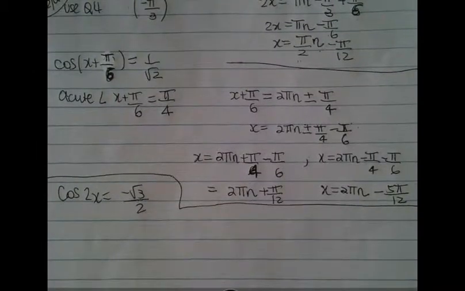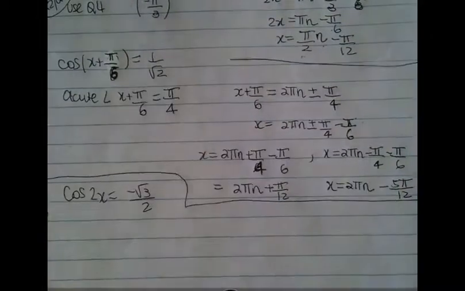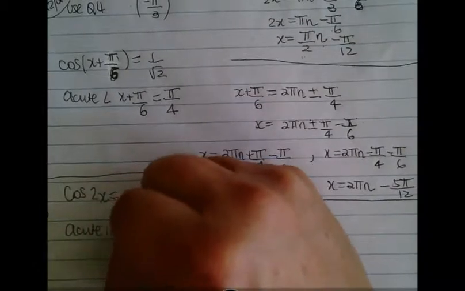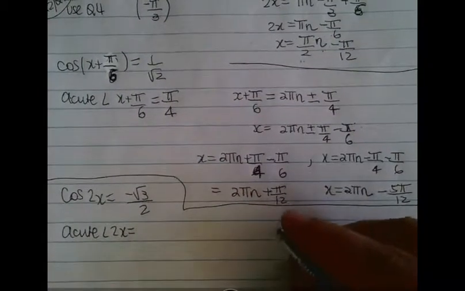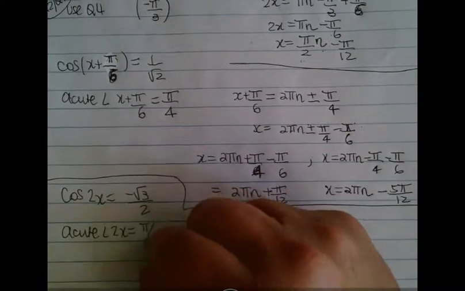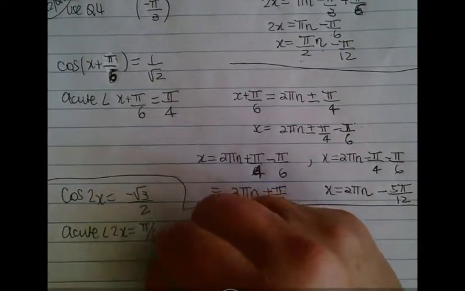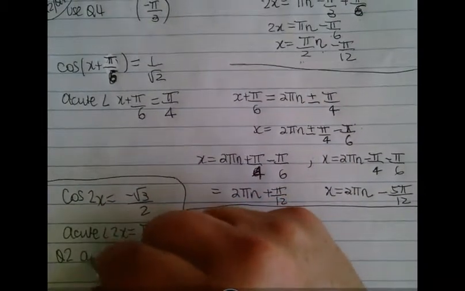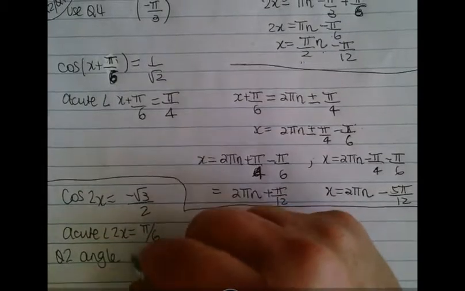What about this one? What quadrant? You know, cos is negative in quadrants 2 and 3, but which quadrant are you going to use? 2. So we say acute angle 2x, cos of what is root 3 on 2? Cos of 30, isn't it? Pi on 6, but you don't use that. The quadrant 2 angle is what we want.